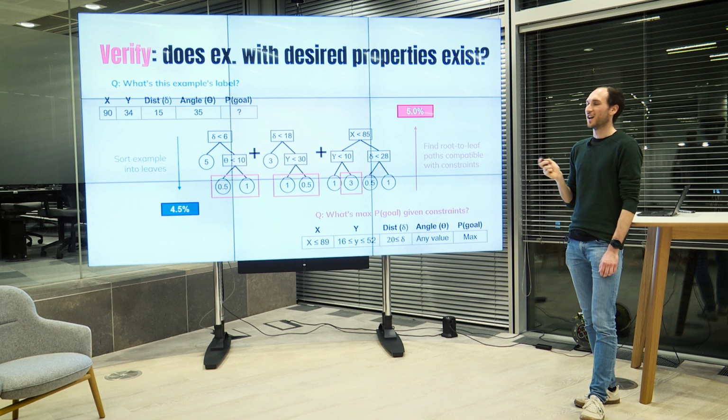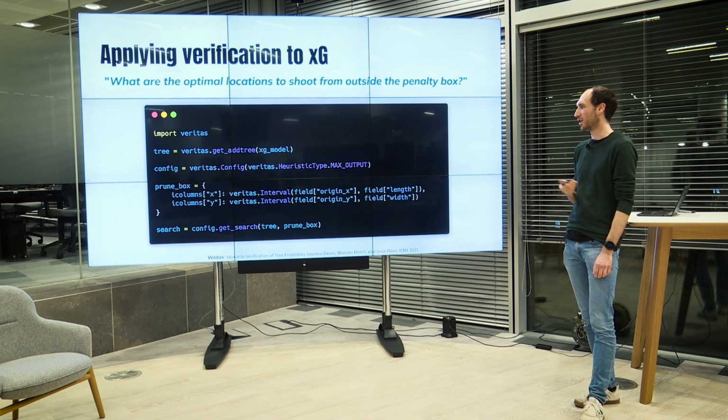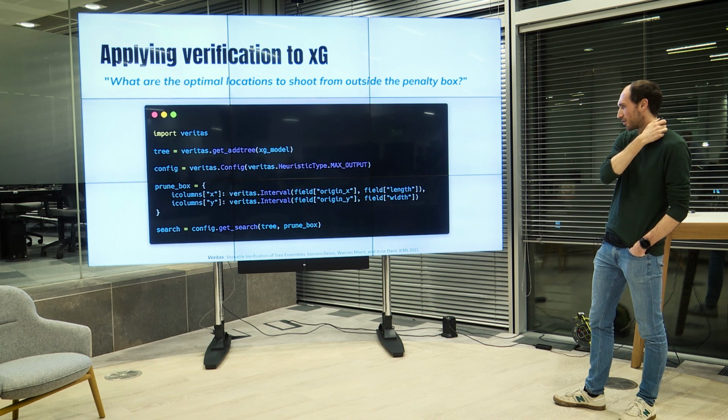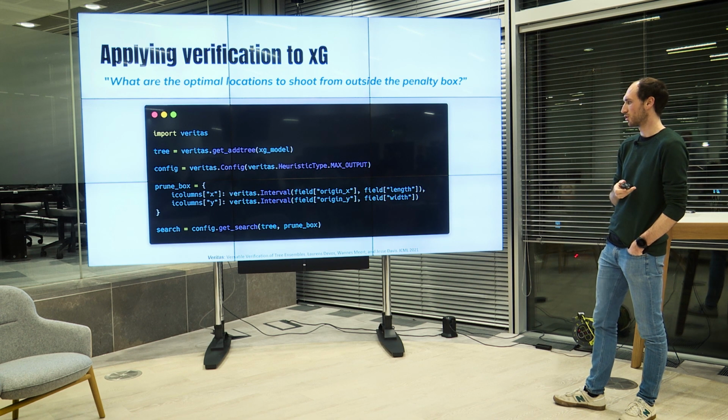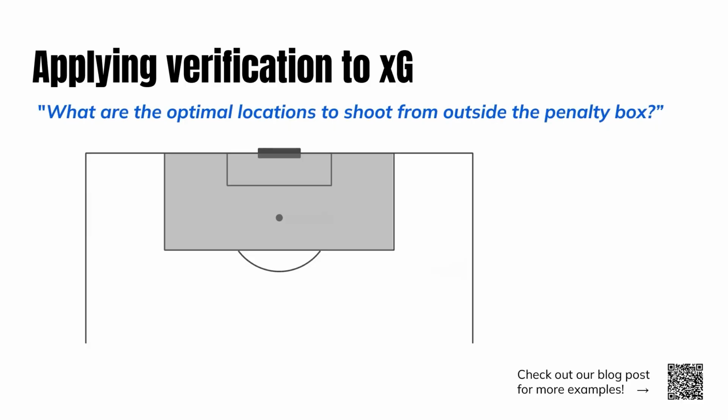We applied this technique to one of our xG models using a verification algorithm that we developed in our lab called Veritas. One of the questions that we asked the model is, what are the optimal locations to shoot from outside the penalty box? This is how you implement it, although a little bit simplified. The idea is that you first convert your boosted trees model to a Veritas tree. Then you say that it should maximize the output, and you add a constraint that it should ignore shots inside the penalty box, and then you search for configurations that satisfy these constraints. And this is the result that we found.